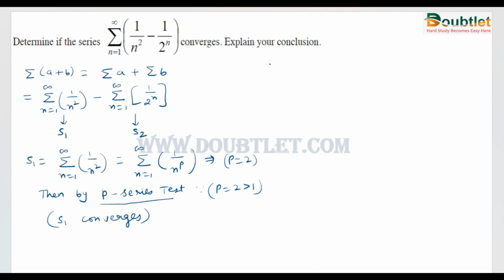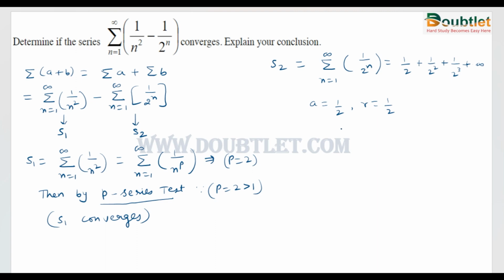Now for the second series, that is S2. We can write this series as the sum from n equal to 1 to infinity of 1 divided by 2 to the power n. If we expand this, what do we get? 1 divided by 2, 1 divided by 2 square, 1 divided by 2 cube, plus so on up to infinity. From the pattern given above, we can easily determine that this is an infinite geometric series, and the first term of this geometric series is 1 by 2 and the common ratio is 1 by 2.